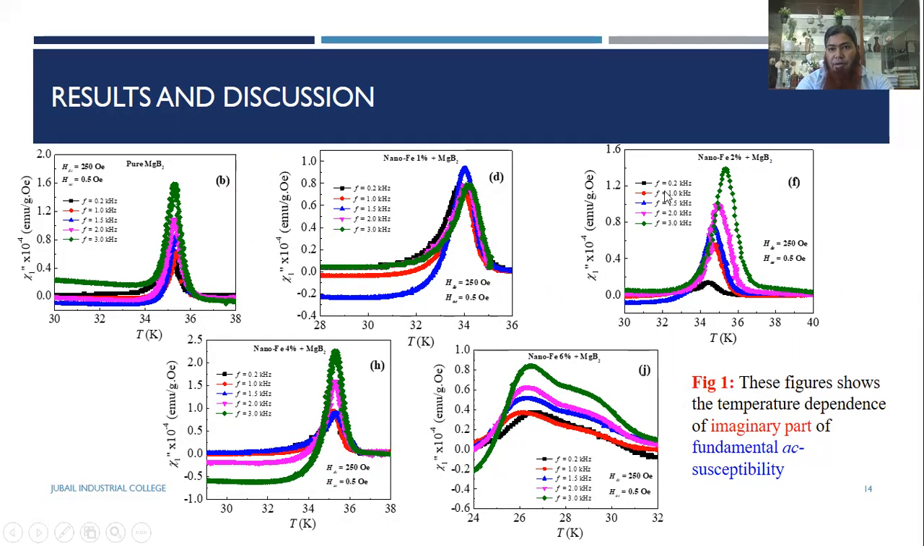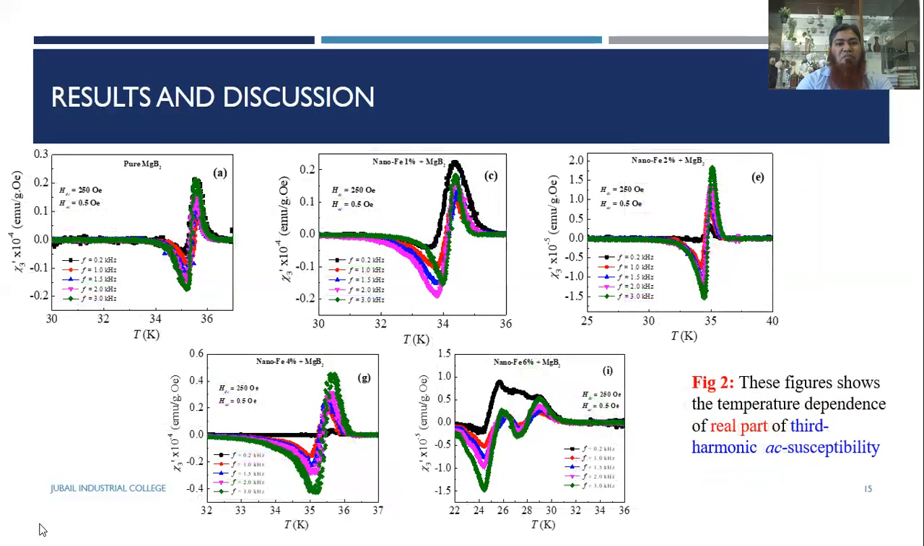as we increase the frequency. In the 4% the behavior is a little bit different, and in the 6% the behavior is totally different. We have not got very sharp peaks, but a wide range. So these are the results, and this is the case in the third harmonic AC susceptibility.